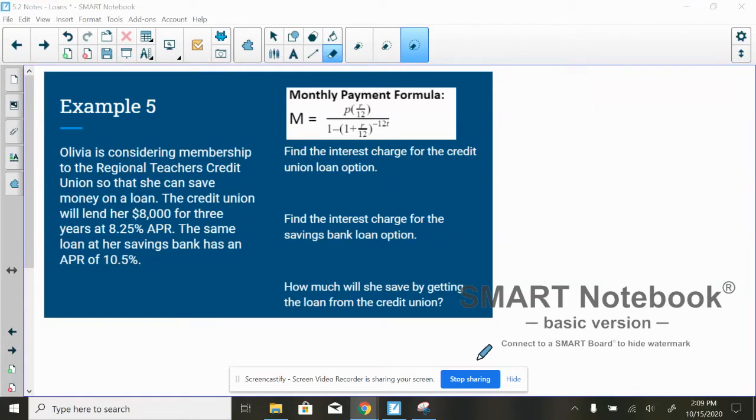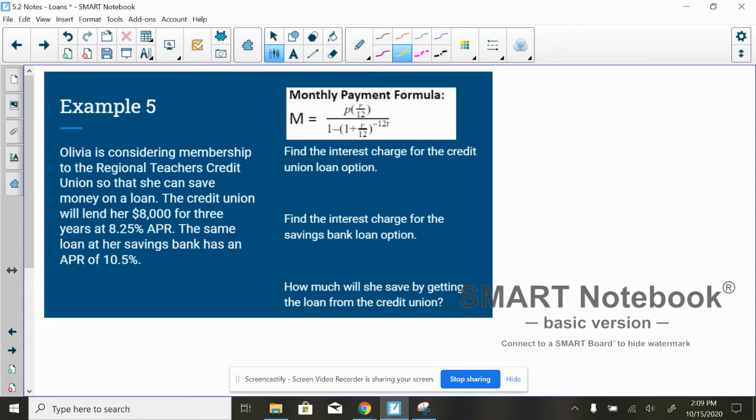Okay, you guys, this last one asks you to do the same thing, but it's just a little bit different because it looks a little different. So this one reads, Olivia is considering membership to the Regional Teachers Credit Union so that she can save money on a loan. The credit union will lend her $8,000 for 3 years at a rate of 8.25%. The same loan at her regular savings bank has a rate of 10.5%.